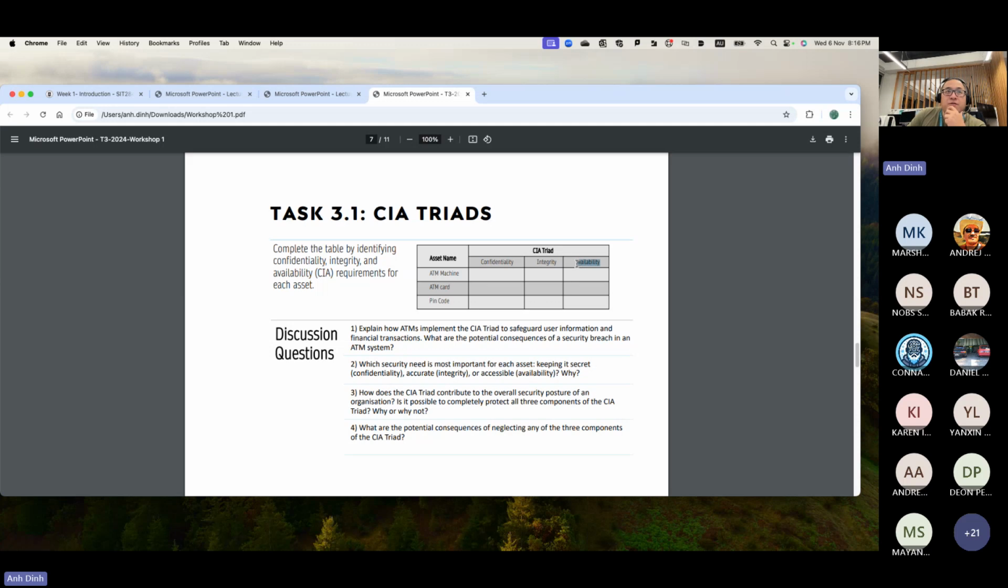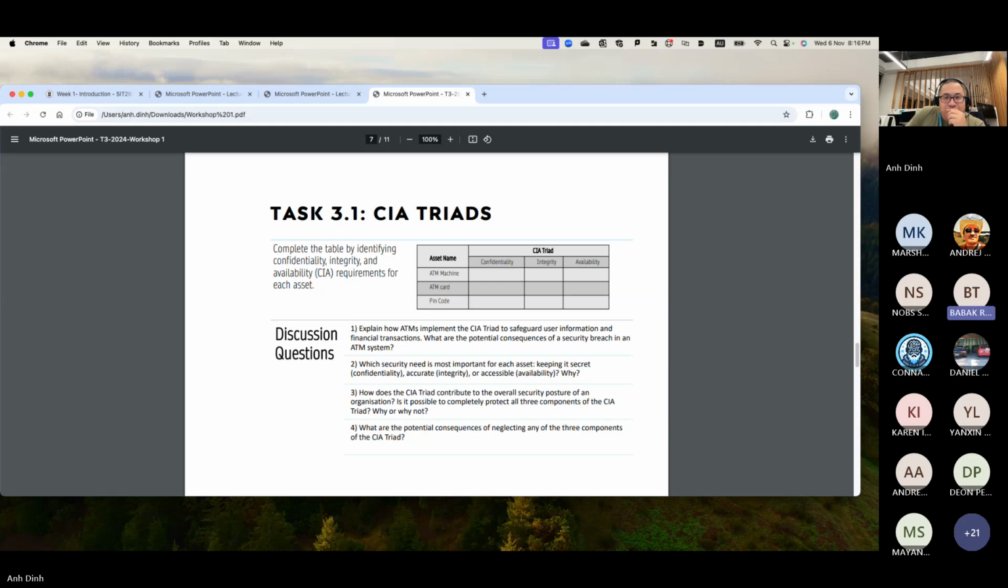How about the availability of ATM? Okay, so let's jump to this question. Which security property do you think is the most important for ATM machine? So among confidentiality, integrity, and availability, which do you think is the most important and which one is the least important?